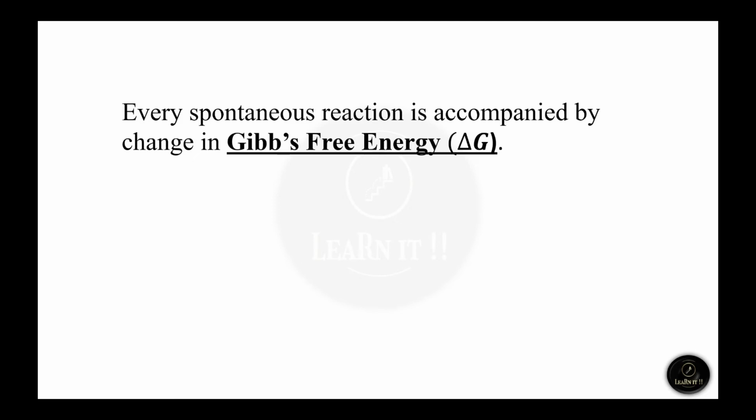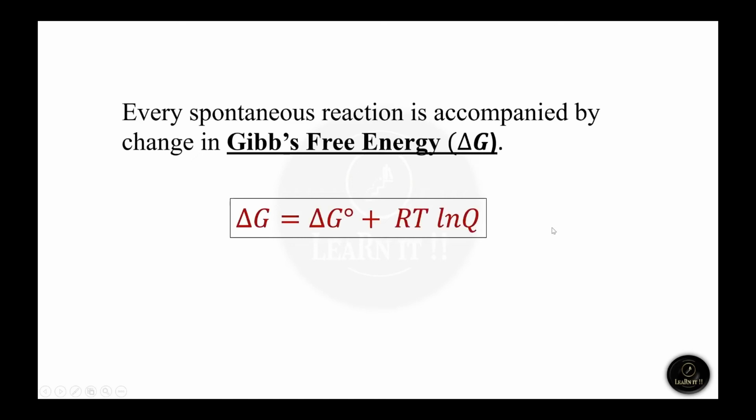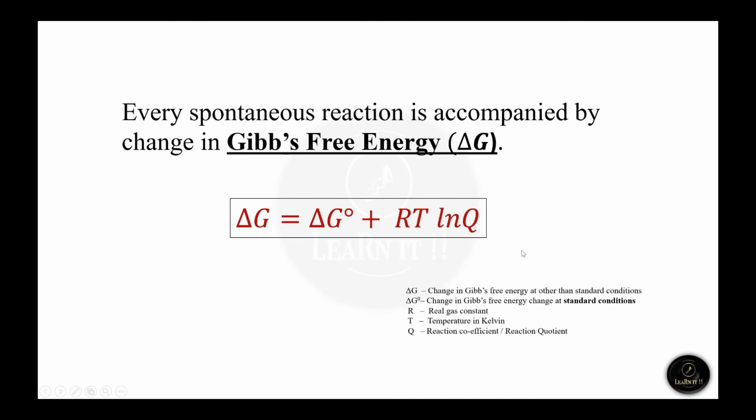It is given by the formula delta G is equal to delta G naught plus RT ln Q, where delta G is the change in Gibbs free energy at conditions other than standard conditions. Delta G naught represents the change in Gibbs free energy at standard conditions. R is the real gas constant. T is temperature, which is measured in Kelvin. Q is the reaction coefficient or reaction quotient.